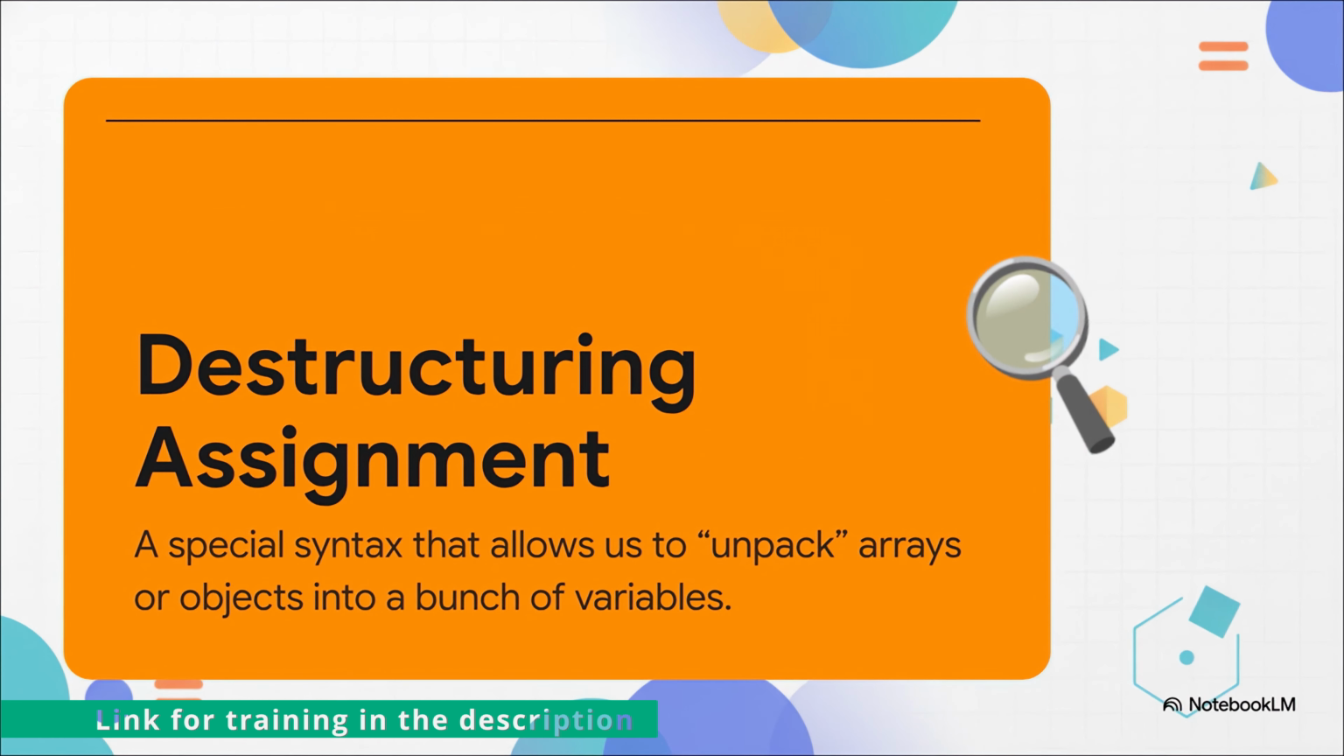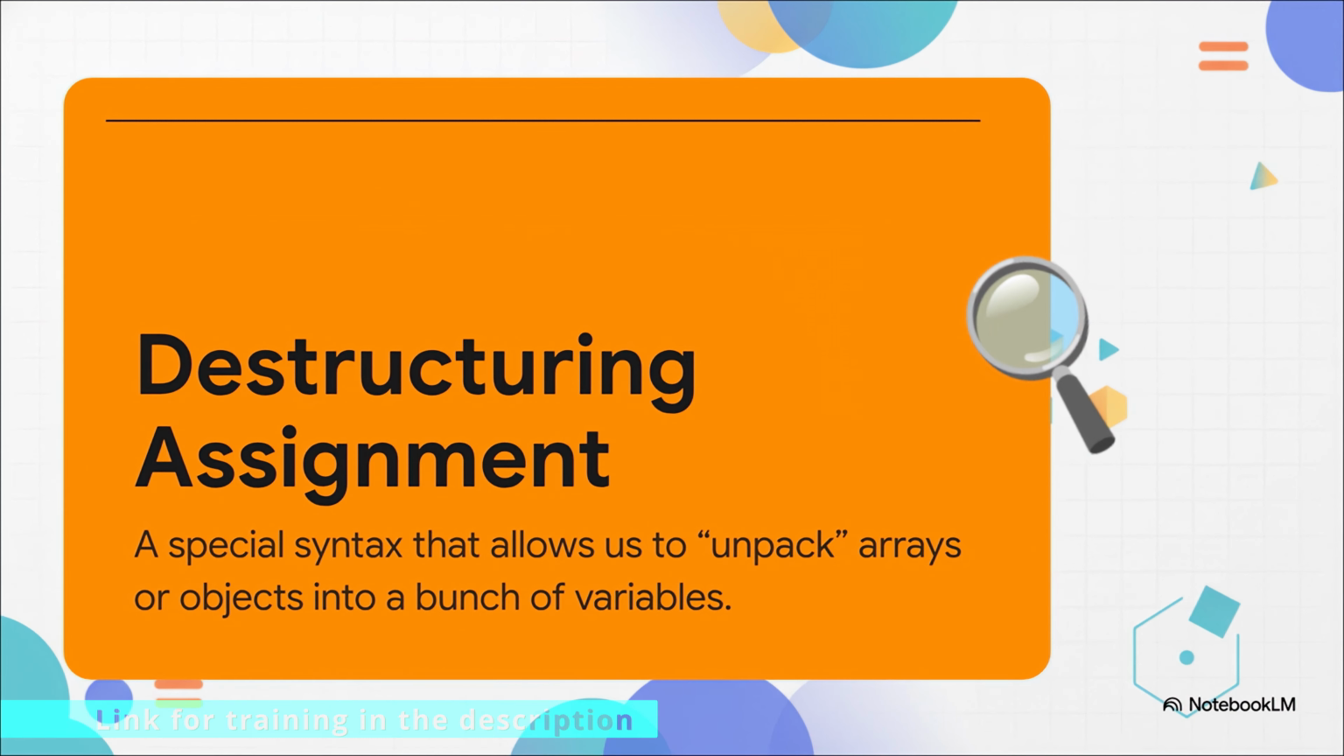So what is this magic trick? It's called destructuring assignment. And really, the name says it all. Think of it like unpacking groceries. Instead of taking out one item at a time, you're taking the whole bag and putting everything on the counter at once, all in its own spot. We're literally unpacking arrays or objects directly into variables. It might sound a little abstract, but stick with me because this is a real game changer.